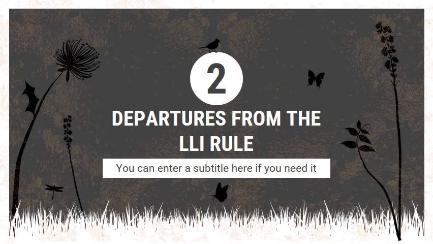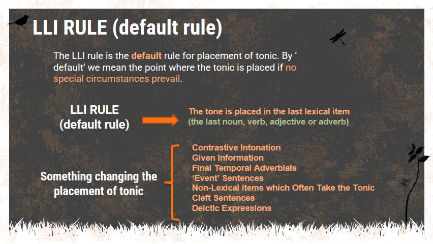Okay, and then departure from the LLI rule. The LLI rule is the default rule for placement of the tonic. By default, we mean the point where the tonic is placed if no special circumstances prevail. The LLI rule, or default rule, says that the tone is placed on the last lexical item. The last lexical item means the last noun, the last verb, the last adjective, or the last adverb.